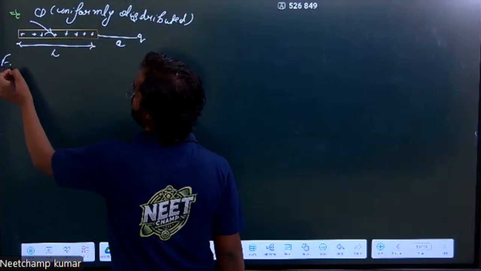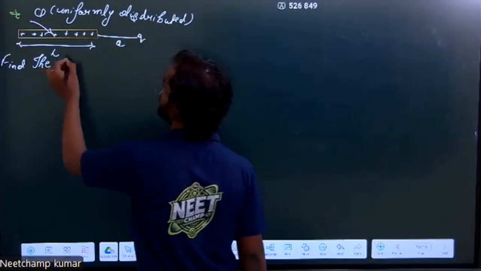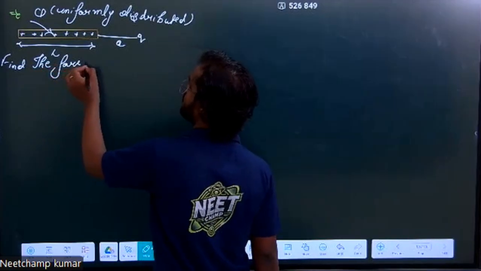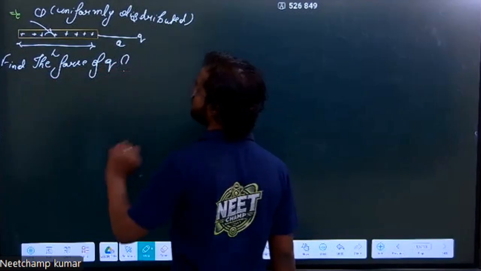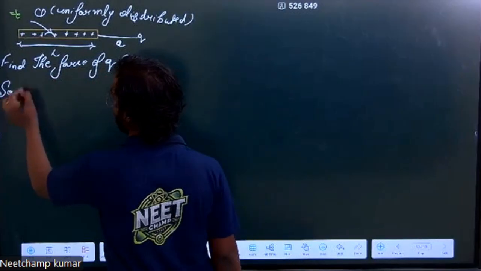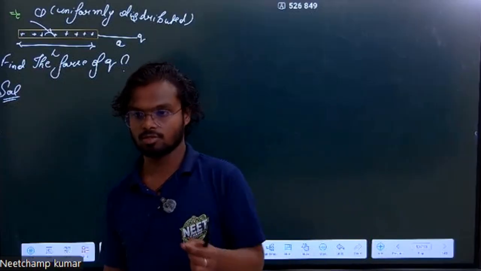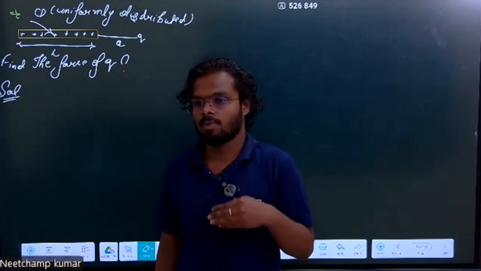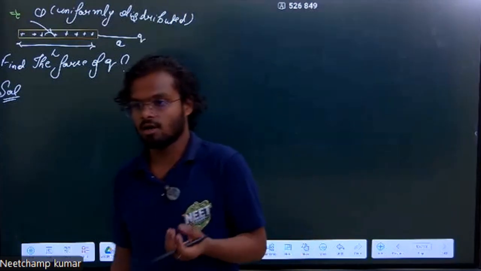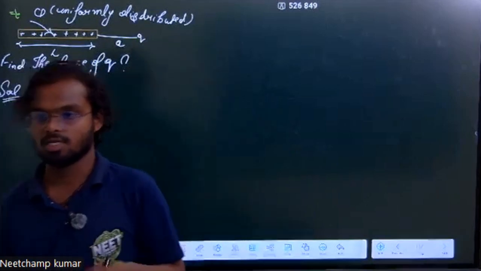My question is, find the force on q due to the rod. Obviously, the rod has a positive charge, so it will apply a force on the small q charge, which is kept at a distance of a. So my question is how you have to calculate the force that is going to be applied on it.